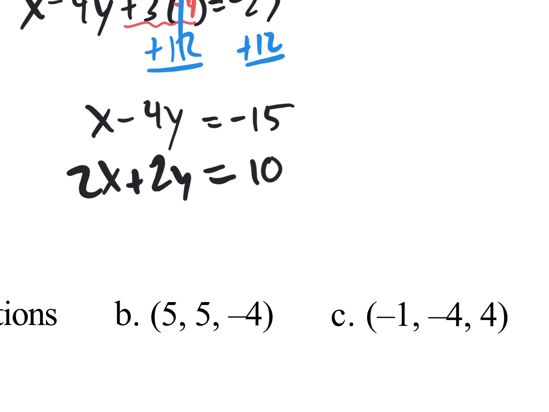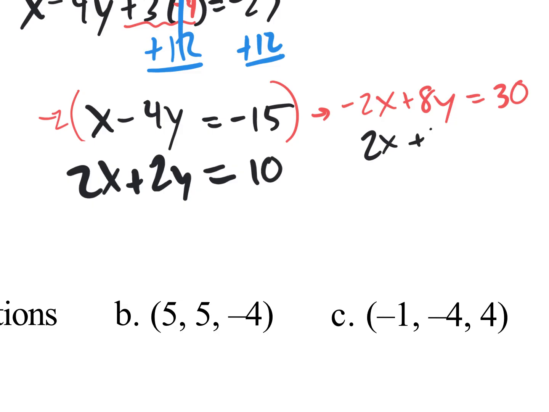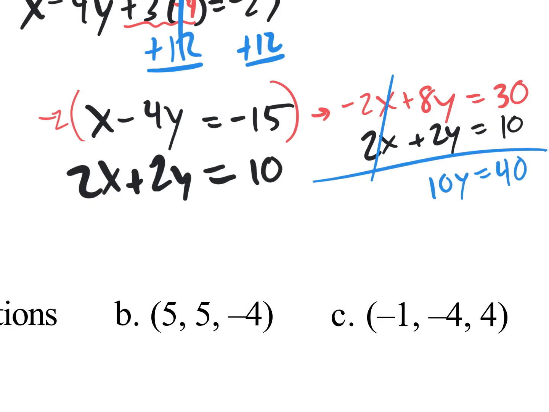How do I solve it? What do I do? Anybody? Multiply the top one by what? By 2 or by -2? -2. So when you multiply the top one by -2, you're going to end up with -2x, positive 8y, and positive 30. And it's still over the same bottom equation, 2x plus 2y equals 10. Now you could combine and cancel the x's. You end up with 10y equaling 40, which means that if you divide by 10, you get y equals 4.